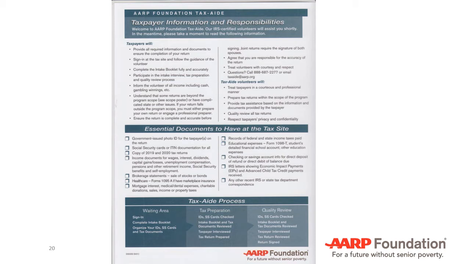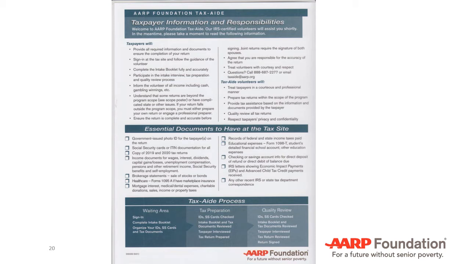This document here is the taxpayer information and responsibilities. This document needs to be at every station. So every tax preparer, every client facilitator, every single desk that you have at your site should have one of these clearly visible there so that the taxpayers can easily read it.